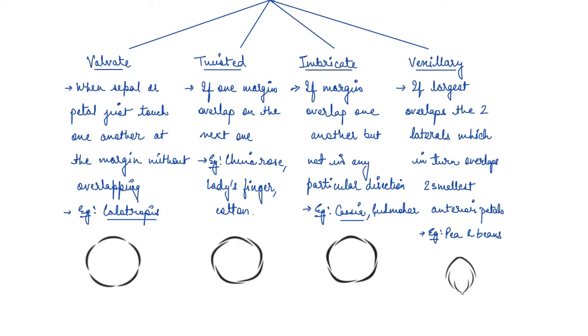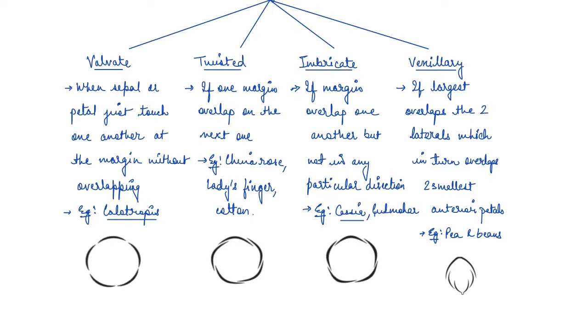Now in twisted, what happens? If one margin of the appendage overlaps the next one, this happens in the case of China rose, lady's finger, or cotton. Here you can see one margin is overlapping the other one. So this is twisted. The other one is if the margins of sepals or petals overlap one another, but not in any particular direction. Then this is imbricate.